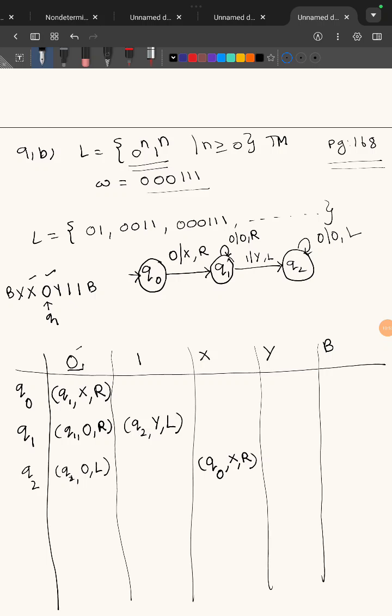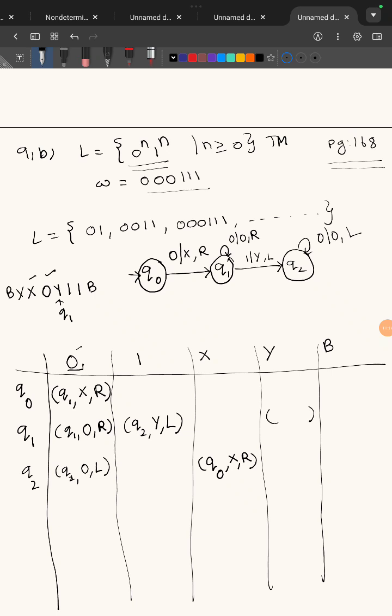Q1 0, what we will do? We will not do anything. We will just move the pointer towards the right side direction. Now I am in Q1Y. Q1Y, so far we have not written anything, so we will write it now. What we will do? Q1Y, we will not do anything. Our objective is to find the 1 because we have just now converted a 0 to X. We are waiting to find the 1.